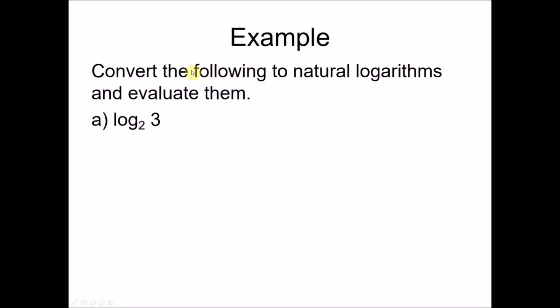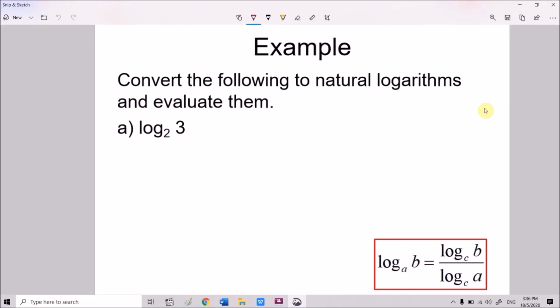The first one is to convert the following values to natural logarithms, and then we evaluate them. Since we want to convert this to natural logarithms, it means we want to convert this to log base e. So if we want to change the log with base 2 to log base e, we need to use this formula, which helps us to change the base of the log. We rewrite this, the log here now has the base e, the 3 we write here, 2 we write here.